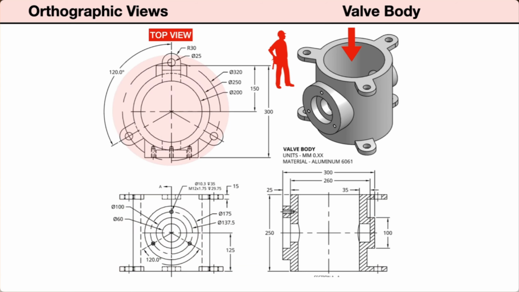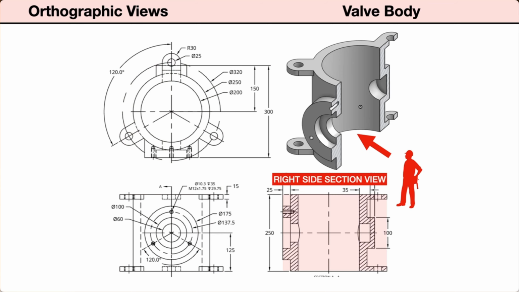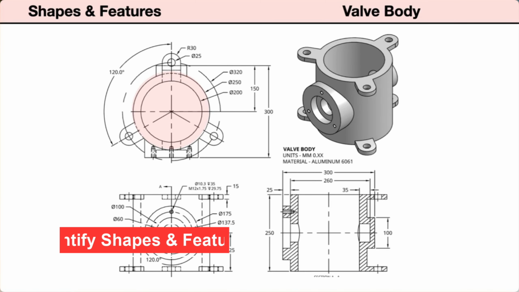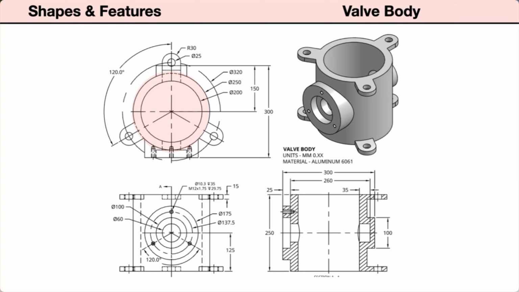Projected above the front view is the top view. Projected to the right of the front view is the right side view, shown here as a half section. The hatched areas show where the material was cut to reveal the interior features. The cutting plane line in the front view shows us the location and view direction of the section view. In planning our parametric model, it is important to identify the basic shapes and features of the part.